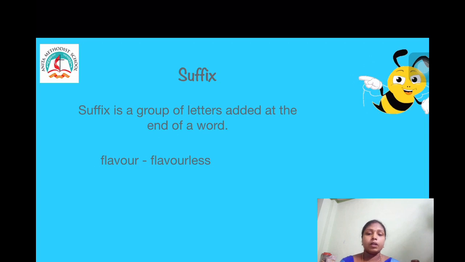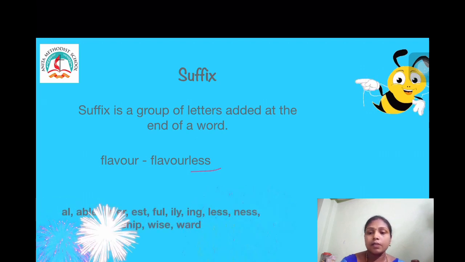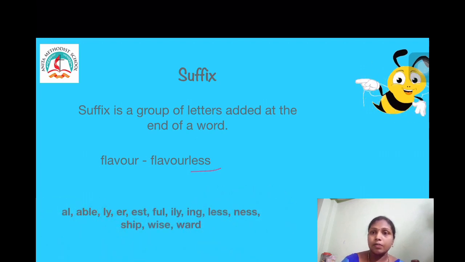Let's see an example word here. Flavor, flavorless. So here tell me which is the suffix? Less. Yes, good children. Flavorless. Here less is the suffix. I have listed some suffixes here. Can you see the screen? Yes. Al, able, ly, est, ful, illy, ing, less, ness, ship, wise, word. So here these are the suffixes.